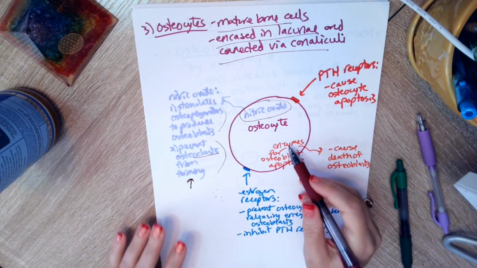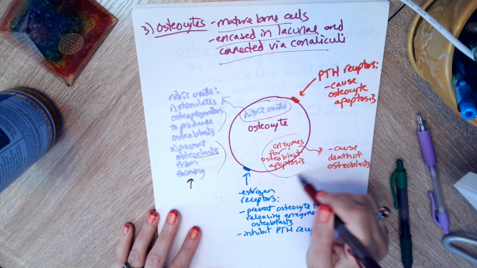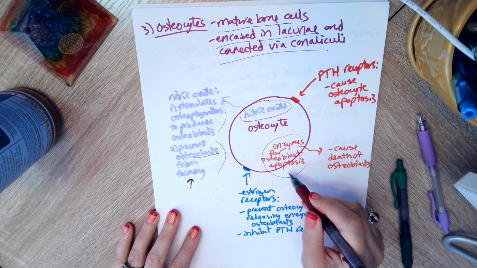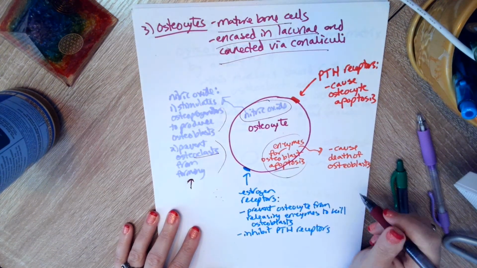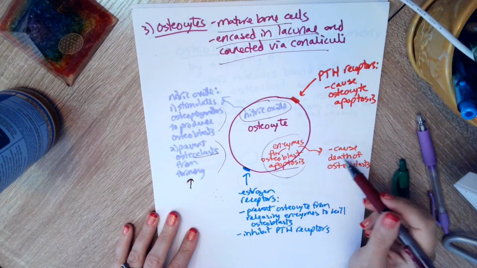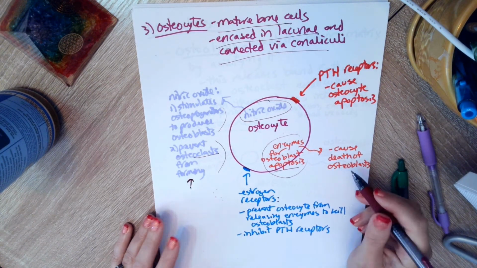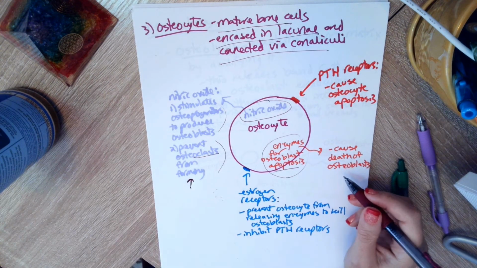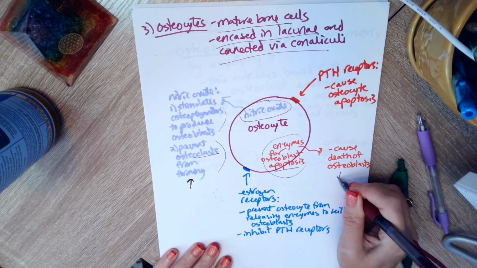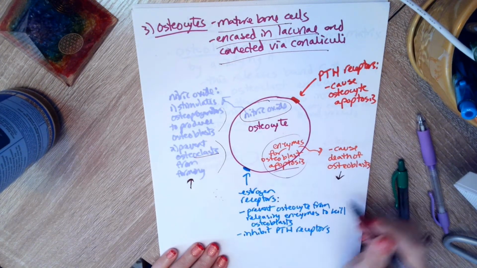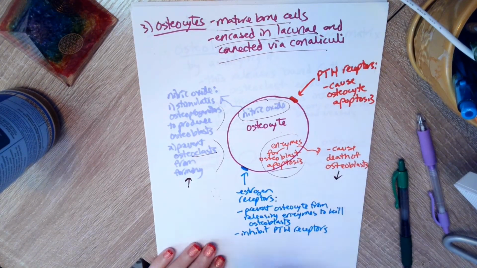Okay, now negative feedback for this, the osteocyte can also release enzymes that cause osteoblast apoptosis. Apoptosis is cell death, so these enzymes are killing osteoblasts. And when you kill osteoblasts, you're not making new bone matrix, you're not making new osteocytes, so you're decreasing how much bone matrix you would be having. So I'll just put a little downward arrow for decreasing bone matrix.